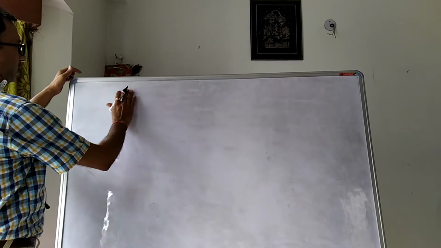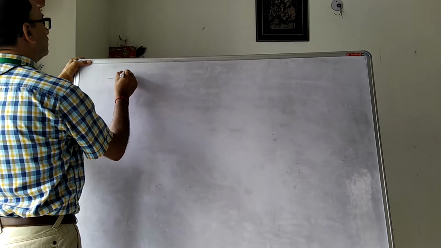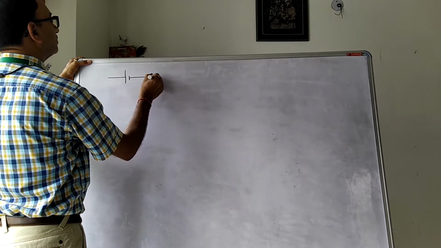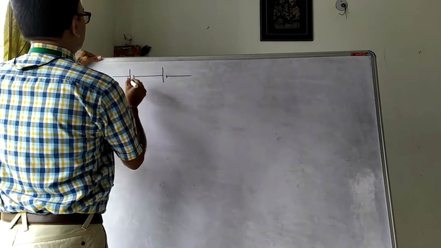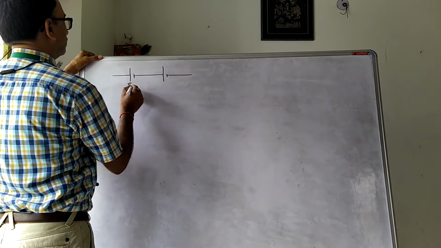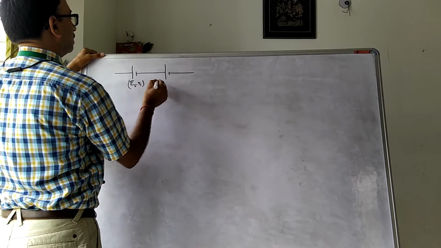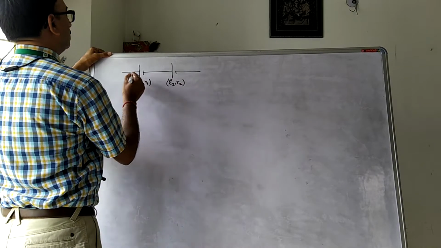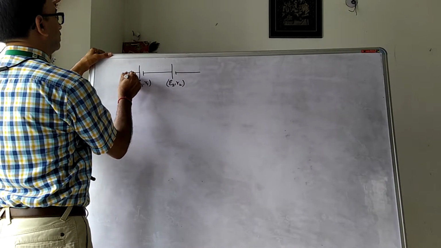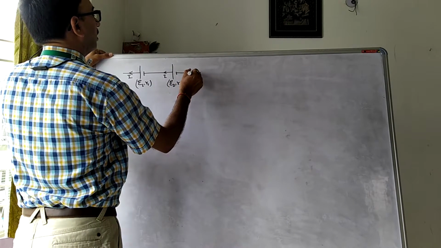So I am going with series first. Let there be two cells connected in series. This one has EMF E1 and internal resistance R1. This one has E2 and internal resistance R2. Since they are connected in series, the same current is going through both.